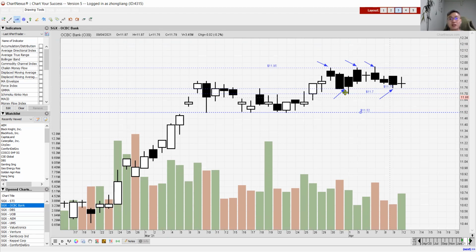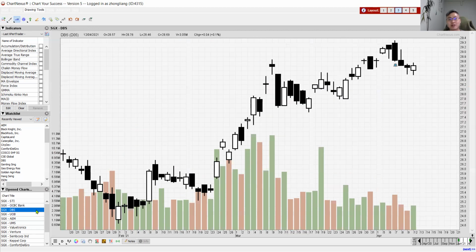Okay, for now, this counter is still doing well because it's still holding at the support level from 1170 to 1175 range. So anything can happen. It can just rebound up to retest resistance as well.